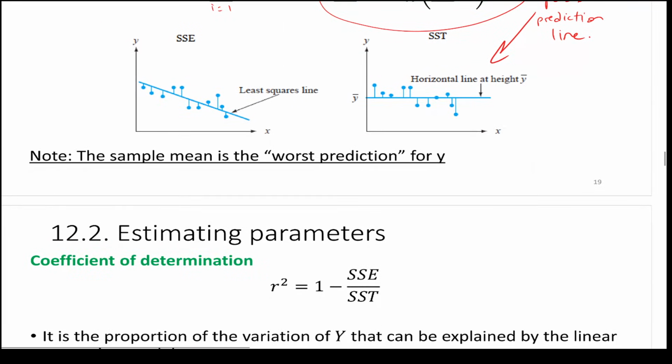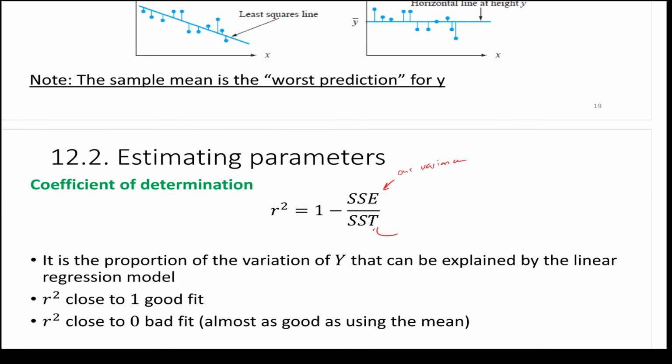But what we're going to do is we're going to take the ratio of our square sum. So this is our variance. This is the worst possible variance. Notice if I were to divide by n minus 2 in each case, they would cancel out. So if our variance is really close to the worst possible variance, then this ratio is really close to 1, meaning this difference, 1 minus 1, is basically 0.